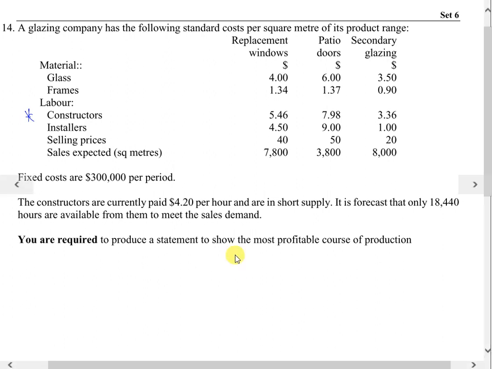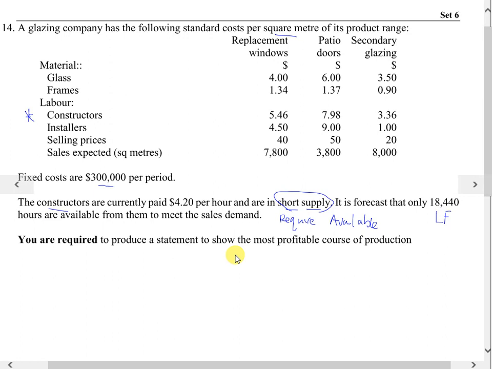Glazing company has the following standard cost per square meter. Fixed cost is 300,000. The constructors are currently paid 4.2 per hour and are in short supply. No need to calculate, it's given. Usually we have to calculate how many hours are required and how many hours are available, then from there we determine our limiting factor. But here it is given that there is a short supply of constructors' labor hours, and we only have how many hours?